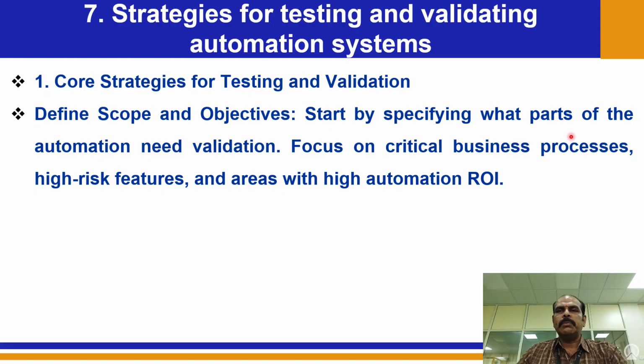Start by specifying what parts of the automation need validation. Because we know automation is a cluster of technologies, clear? So which particular part do we want the improvement to be visibly seen in? Focus on critical business processes, high-risk features and areas with high automation return on investment. These are the crucial areas. Of course, that does not mean it always has to be on the higher end. Even in nominal cases, the lower end might also be considered.